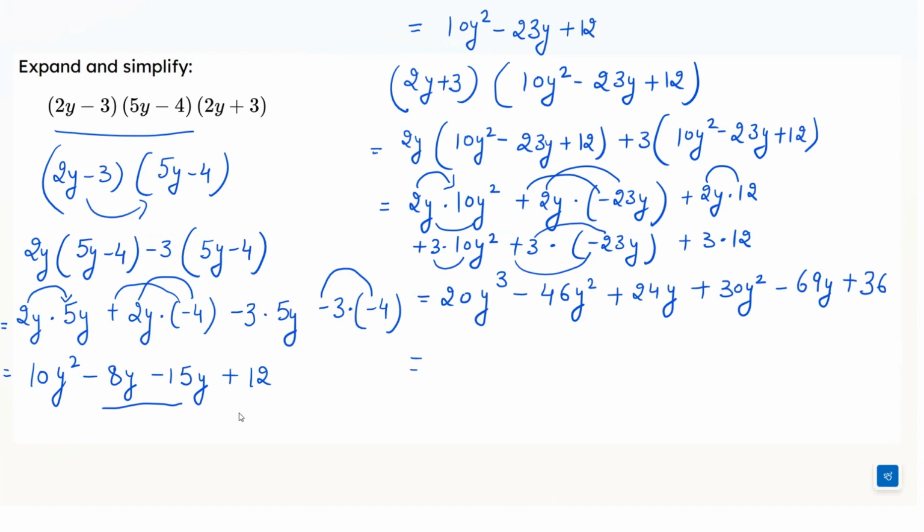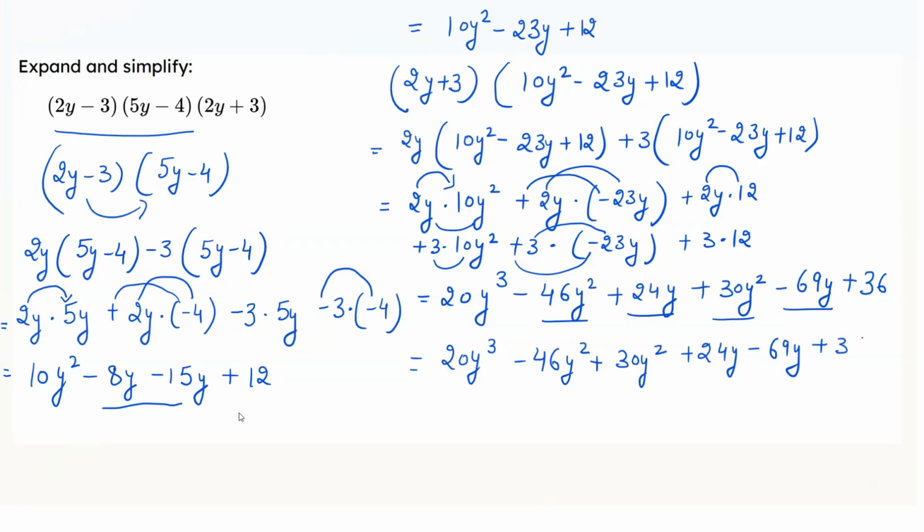Now we will write the like terms together. 20y raised to power 3. This is y square, this is y square. We will write them together. Plus 30y square. Then 24y minus 69y. We will write them together because they are like terms, and then we will solve it further.